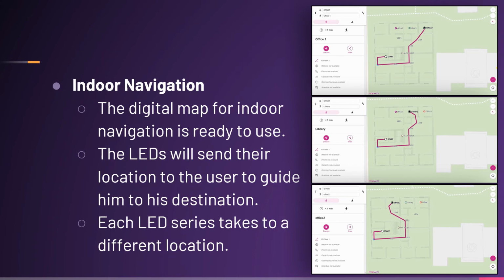If we choose one, for example, the destination Office 1: if a person decides to go to Office 1, starting from the start point, the first thing he should do is search for Office 1 on the digital map. Then the LEDs will start sending their IDs, which give the location of that ID, starting from LED 1 in this case, to guide the person to the next LED, which is LED 2, and so on until the person reaches his destination. The same thing will happen if we choose the other rooms, but the transmitter LEDs will be different.